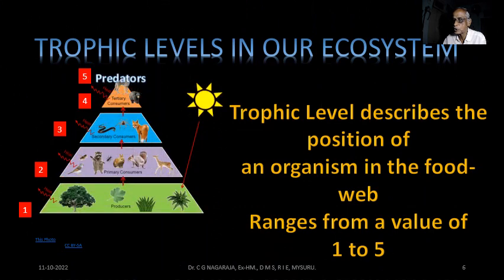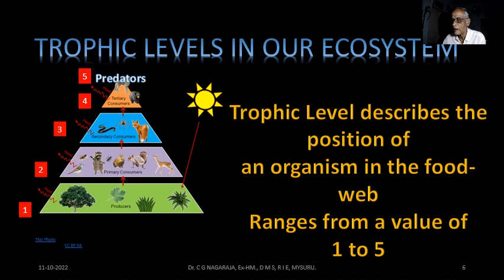One more concept you may have to remember is called trophic levels in our ecosystem. Trophic level describes the position of an organism in the food web. It ranges from a value of 1 to 5. Trophic level 1 refers to producers. Trophic level 2 is called primary consumers. Trophic level 3 is called secondary consumer. Level 4 is called tertiary consumer, and the fifth one is called predators.